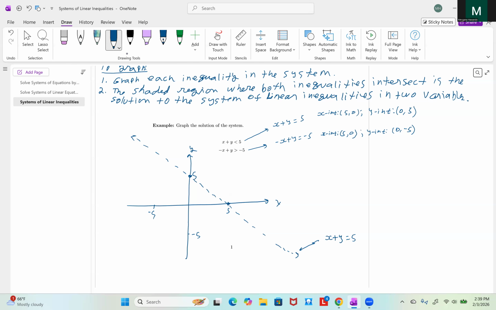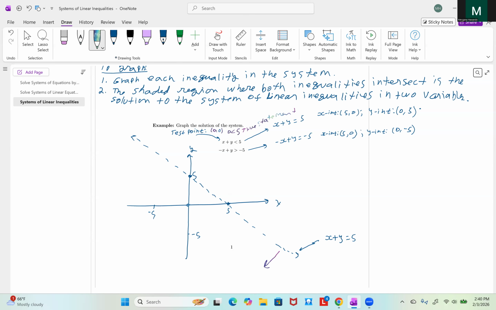Then pick a test point. For the first inequality here, the test point that we pick is the origin, (0, 0). When we plug in 0 for x and 0 for y, we get 0 less than 5. This is a true statement. So that means we shade this side of the region for this line.